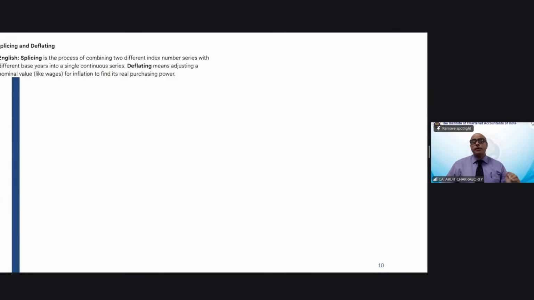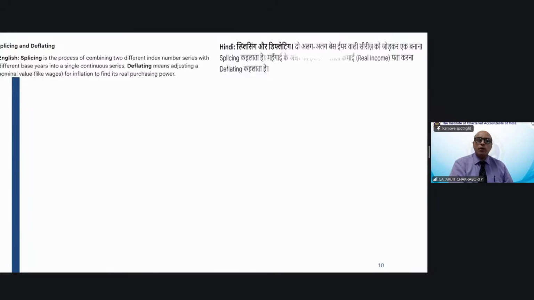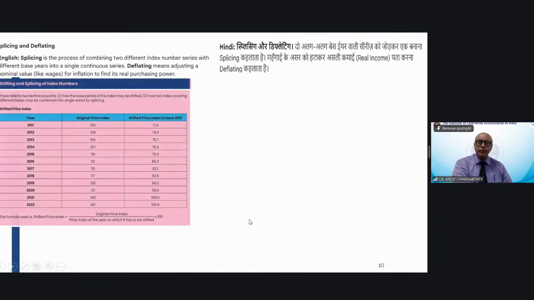काफी हद तक practically बहुत important है. Splicing practically किया जाता है because sometimes the Government of India, RBI, Ministry of Finance, they want to find out or they want to create a single continuous series of index numbers, and then there is a practical requirement of using the splicing technique. So यहाँ पे क्या होता है? First we will see splicing, shifting and splicing. So it comes up on the slide.